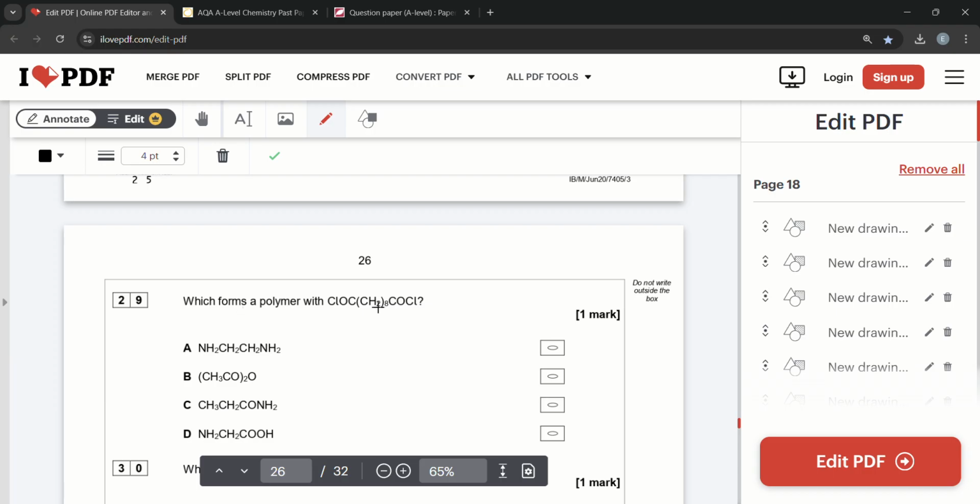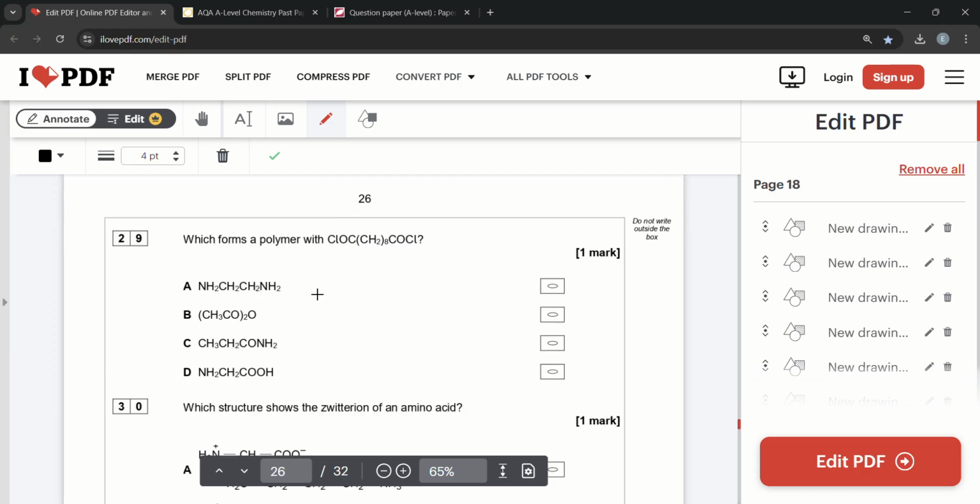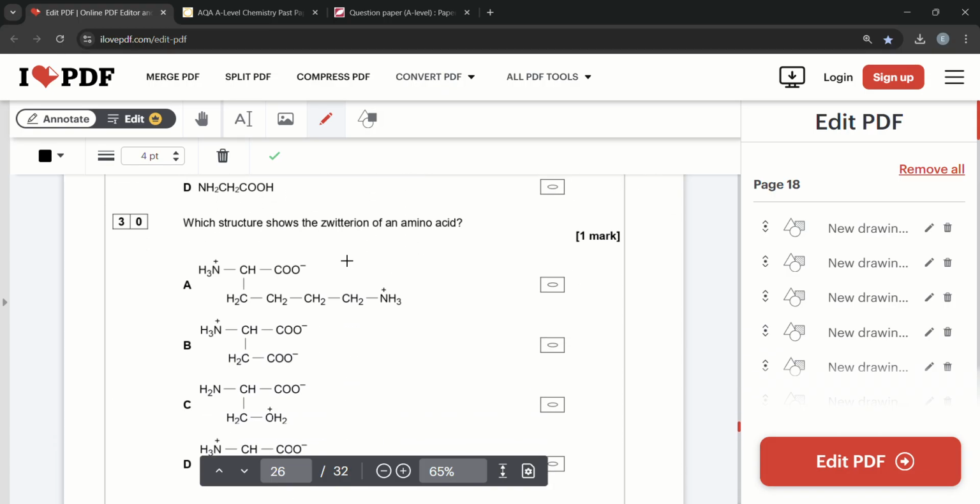Well, it's got to be a diamine. You've got a diacyl chloride, so it's got to be a diamine. So it's just testing again your knowledge of it, but in an unfamiliar example. Which one's a diamine? It's A. Two NH2 groups. That simple. Just need to know your mechanisms.